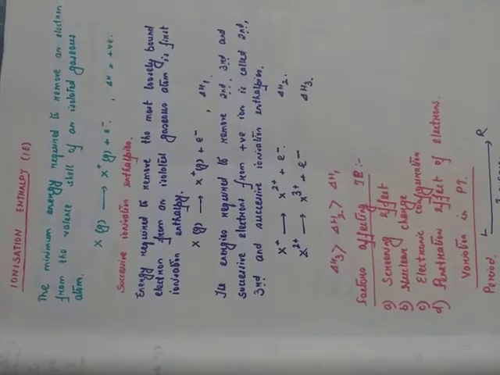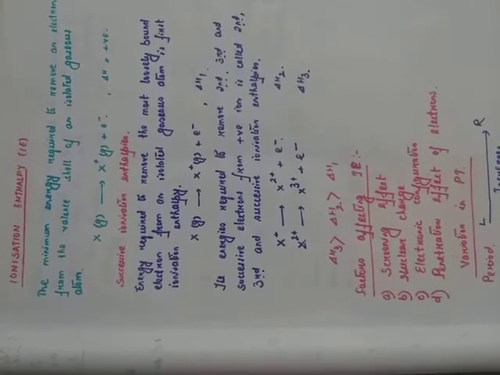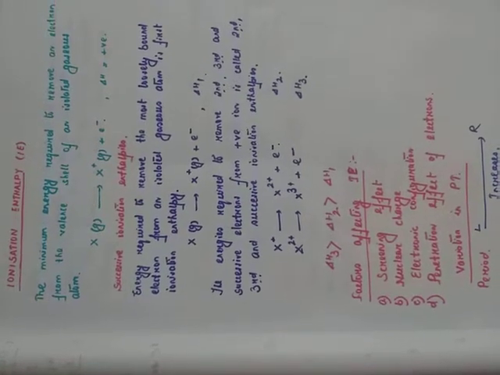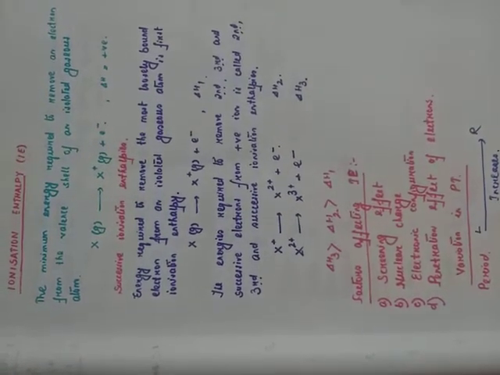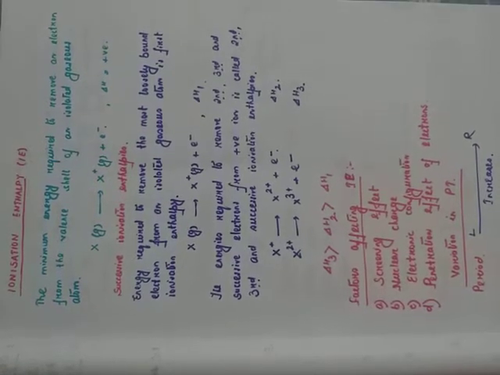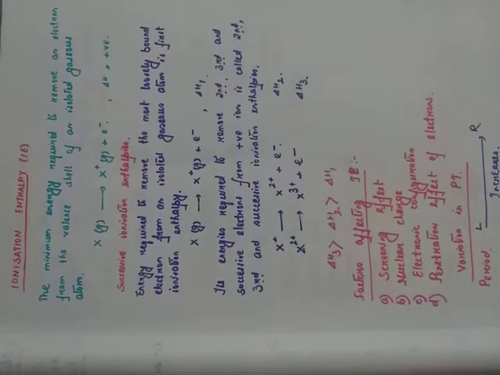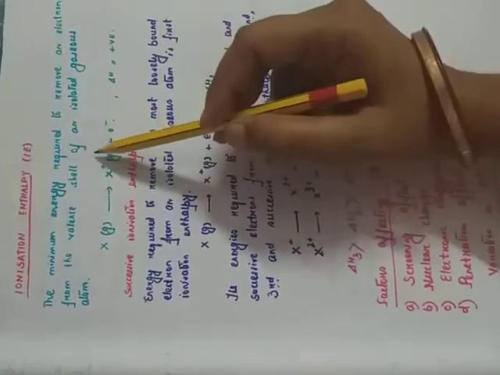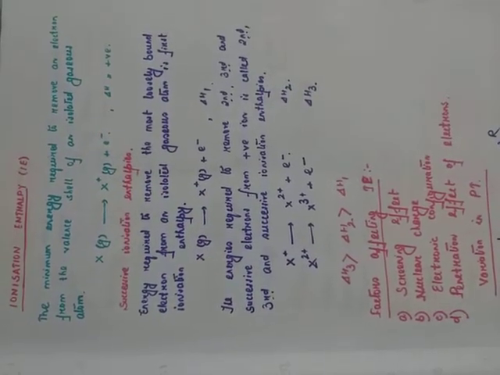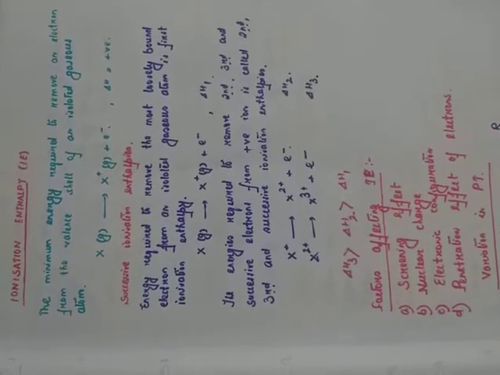Today we will discuss some of the periodic properties and their variations. The first periodic property is ionization potential or ionization enthalpy. It is the minimum amount of energy required to remove an electron from an isolated gaseous atom in its ground state.